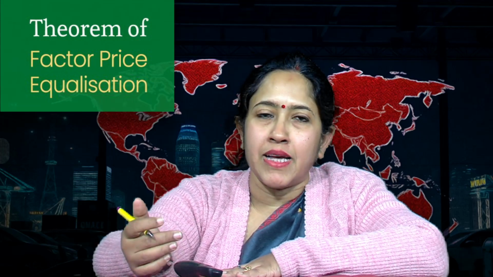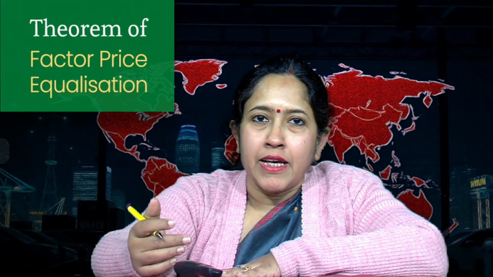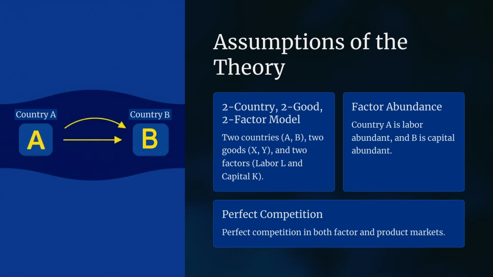Now, before we proceed to the explanation of this theory, let us take a look at the assumptions of this theory. As I have mentioned, this is a corollary of the Heckscher-Ohlin theory, so we assume 2 by 2, that is a two country, two commodity, two factor trade model. Suppose, let us assume that there are two countries, country A and country B, two commodities, commodity X and commodity Y, and of course, two factors, that is labor and capital.